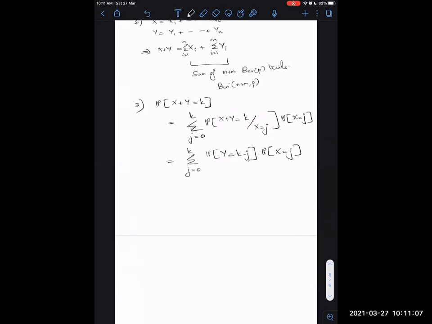Now you know what is probability of y is equal to k minus j, right? So it is m choose k minus j into p to the k minus j into 1 minus p to the m minus k plus j, times n choose j. I'm just applying the formula of binomial distribution here.